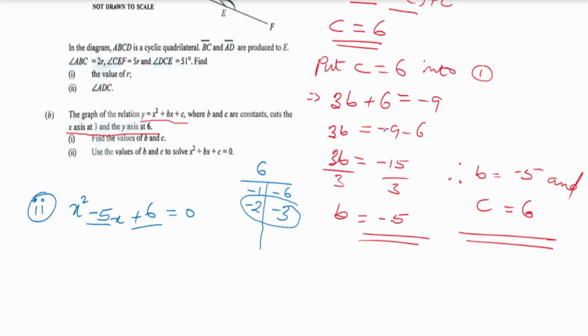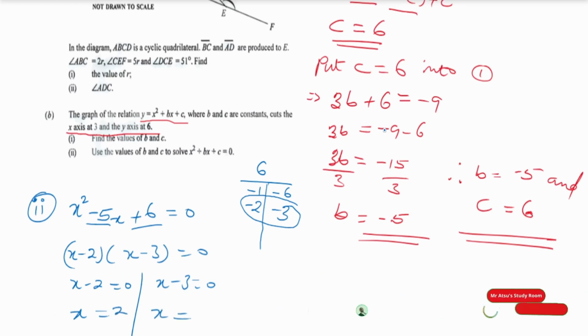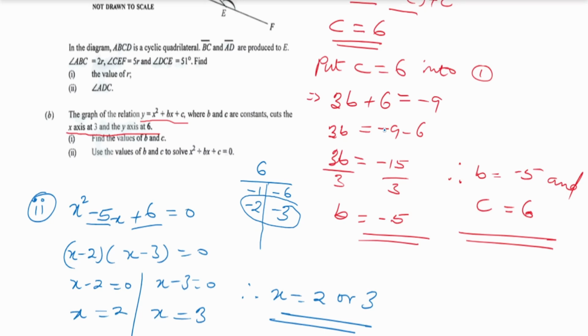And once I have these two factors, I will just go ahead and factorize to have x minus 2 for this one, and then x minus 3 for this one, equals 0. And then equate each of them to 0. So x minus 2 equals 0, or x minus 3 equals 0. So x will be equal to 2, and then x will be equal to 3. So our answer will be x equals 2 or 3. And that is the final answer.